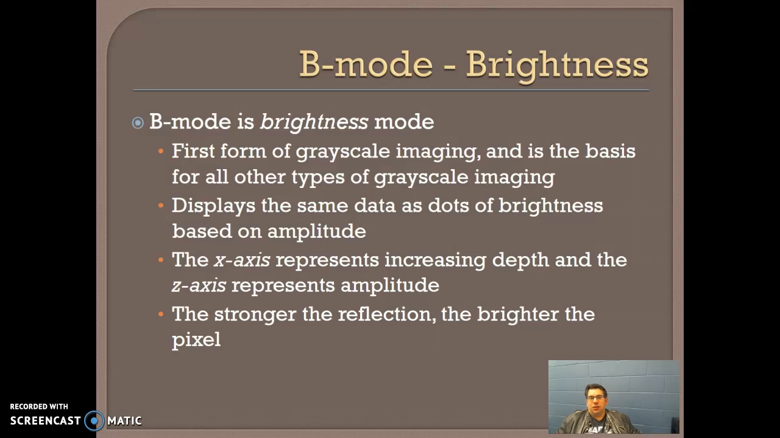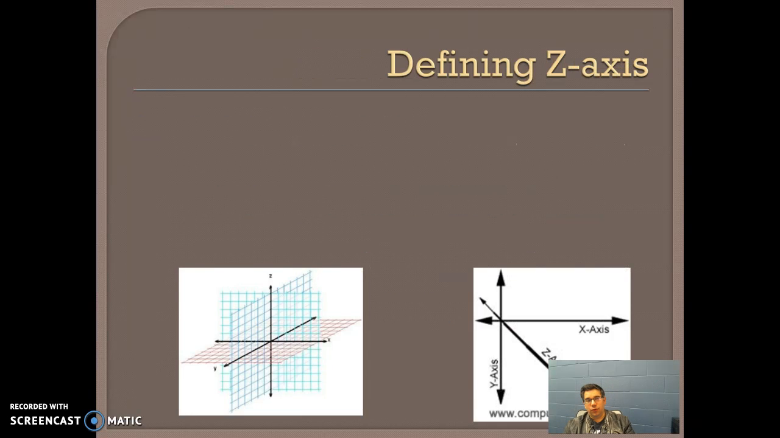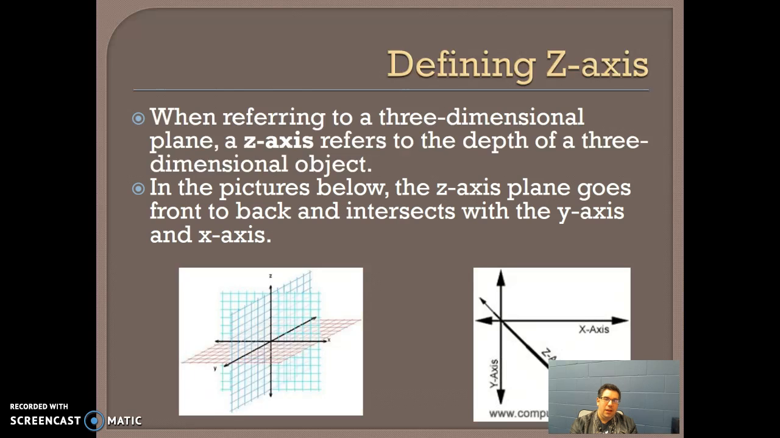So if you have a strong reflection, think back to A mode, you have a strong peak. Well, in this case, you have a brighter pixel being that little piece of the screen between black and white. And on brightness mode, there wasn't really much resolution there. So here's just a little review, reminder of what the z-axis is. And this will become a little bit more understandable when you get to explore sector sizes and those types of things.